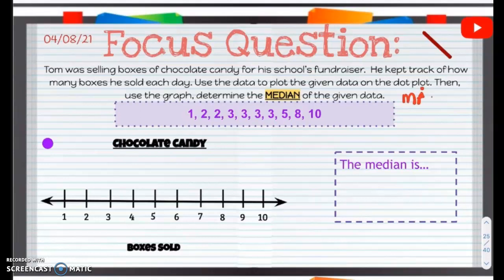Middle. Baby, why don't you just meet me in the middle?